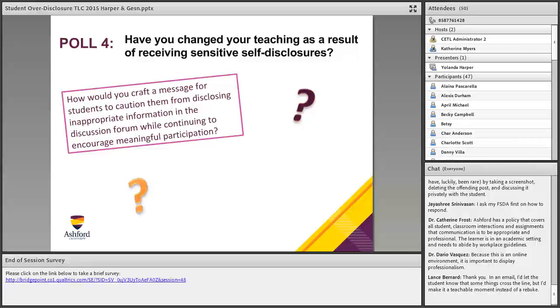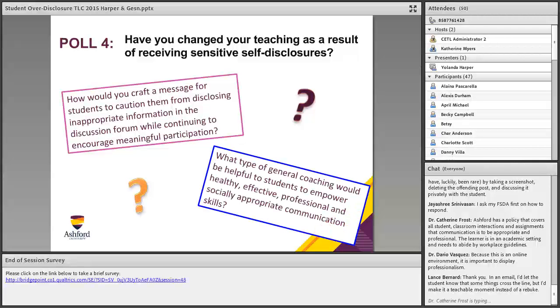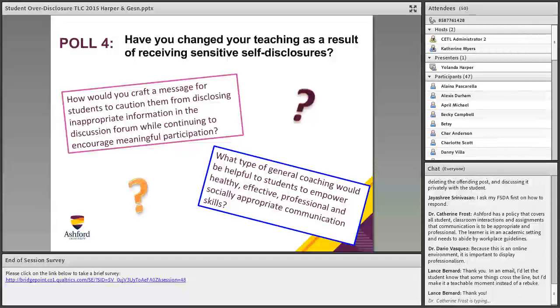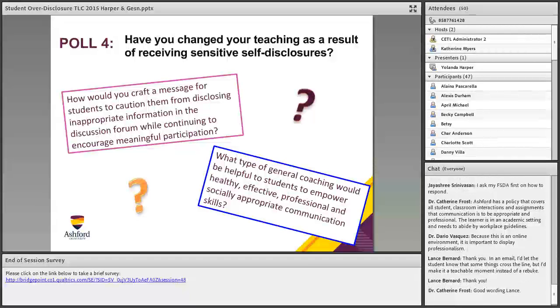Okay, and reminding the student that some things cross the line. So Lance, that's a great example of coaching the student, because you're thinking ahead to what the real-world implications might be if they continue that behavior. And Lance, you were a great segue to my second question: what types of general coaching would be helpful to students to empower healthy, effective, professional, and socially appropriate communication?